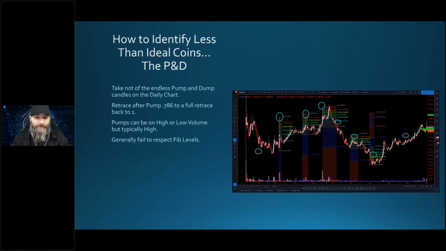And you're trying to get in there before it hits the 5 or the 618. Recognize these patterns, these pumps with the dumps, the pump and dump, pump and dump, pump and dump. It's endless. What you can do is you can measure them for historical data, and let's say they all typically go to about the 786 or full retrace. This is something that you may want to skip.